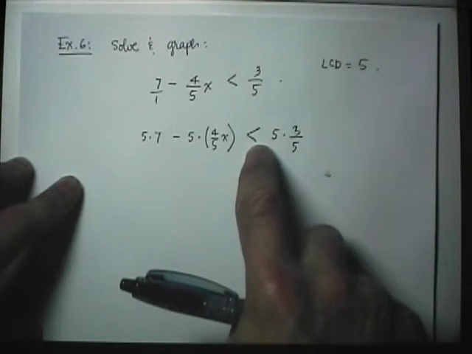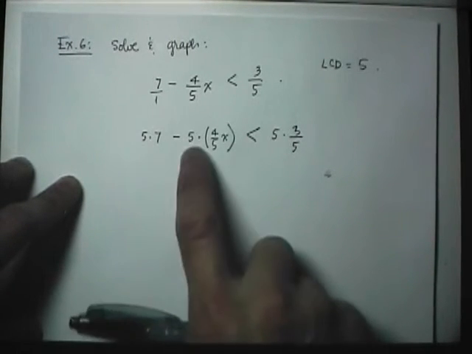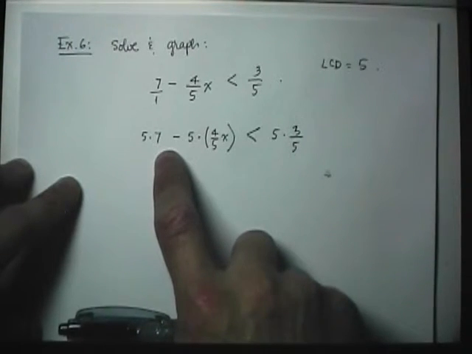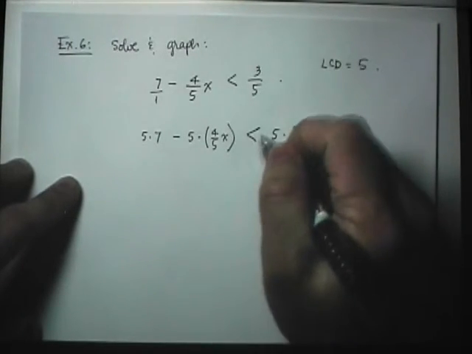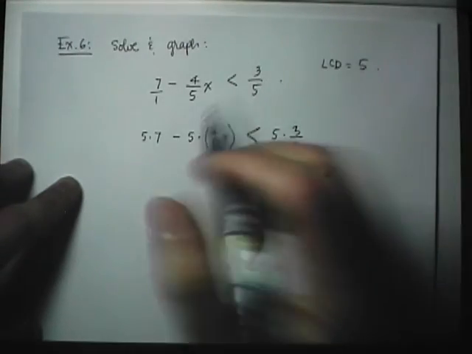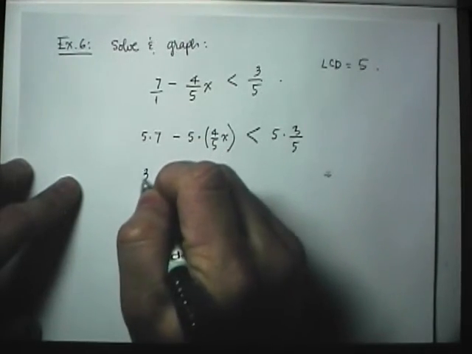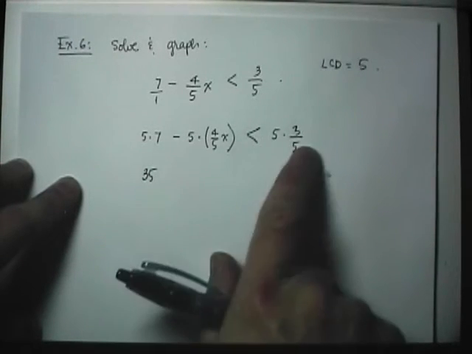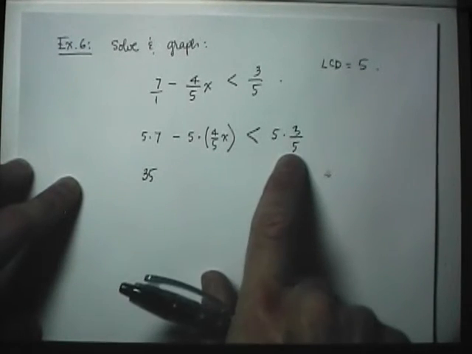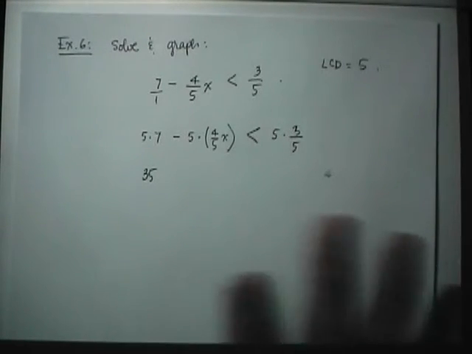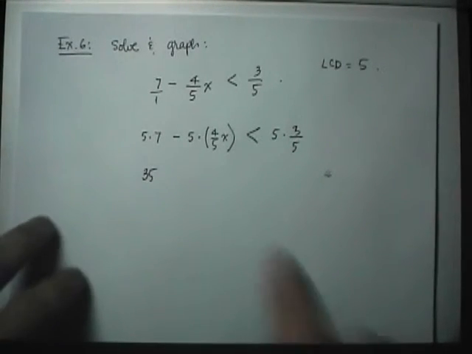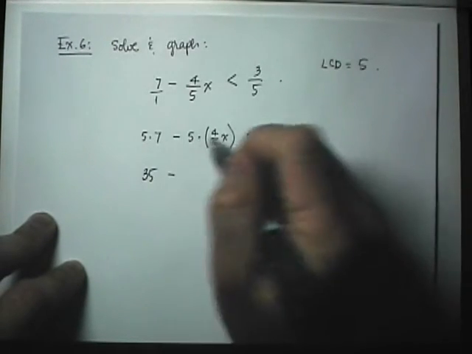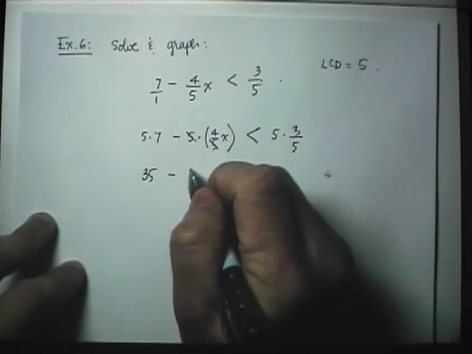I did not change my inequality, because the 5 that I multiplied to both sides is a positive number. So I did not have to worry about switching my inequality. By the way, 5 times 7 is 35. The whole purpose of multiplying the LCD to the two sides is that we would like to clear the fractions away. That's the point. So the 5 cancels with that 5, and we just remain with 5x.